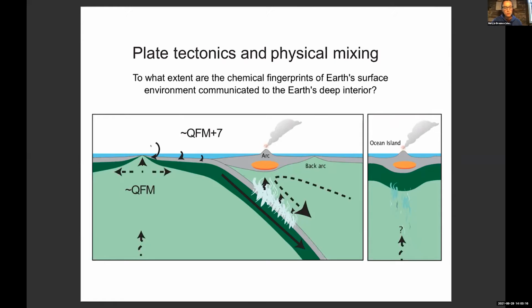This is a mid-ocean ridge basalt over here on the left, and the idea is that we create the ocean floor out of the relatively reduced, relatively low fO2 conditions of Earth's upper mantle, near that value I was talking about of QFM. And then it spends today an average of 65 million years in contact with the oxygen-rich and hydrous conditions of Earth's surface, up here at about 7 orders of magnitude higher activities of oxygen than the solid interior.